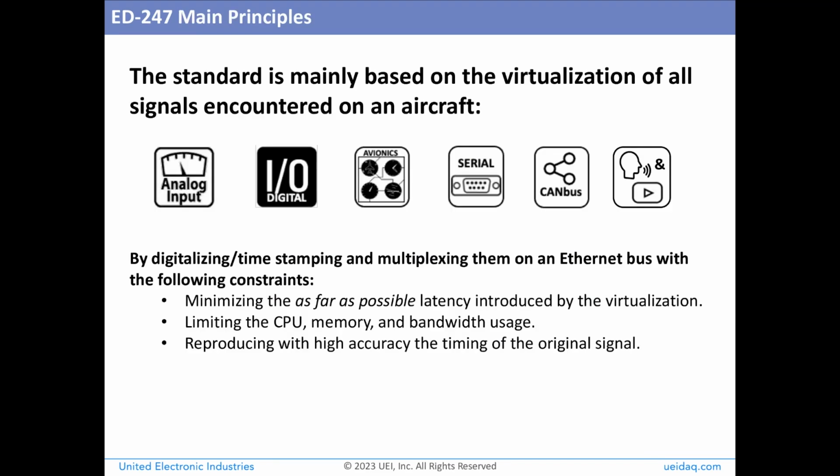As we mentioned previously, the main aspects addressed by this standard are the virtualization of the analog, the discrete, and the avionic buses. This virtualization is done by digitizing and multiplexing them onto the Ethernet bus, ensuring that the timing of the signals is preserved. We need to minimize the introduced latency by limiting the CPU, memory, and bandwidth usage so we can reproduce the original signal with high accuracy in magnitude and in timing.